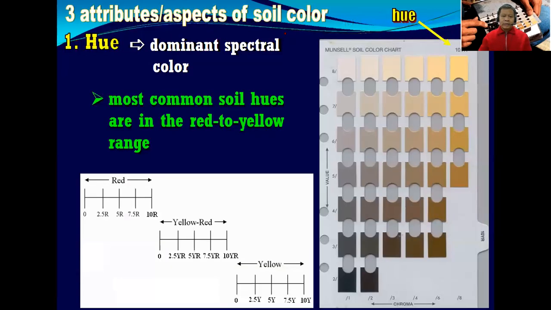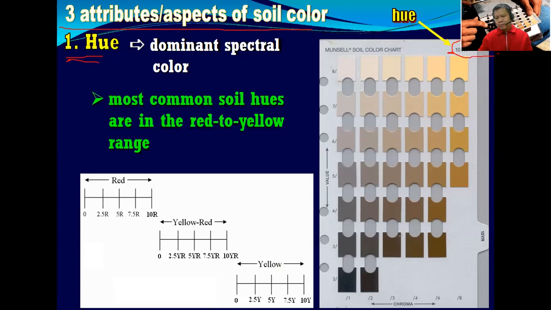Okay, so what are the attributes or aspects of soil color? How will the soil scientist describe soil color? Okay, the attributes of soil color are the following. First, we have the hue. When we say hue, these are the dominant spectral colors. When we look at the Munsell soil color chart, the hue value can be seen on the upper right corner of the Munsell soil color chart.